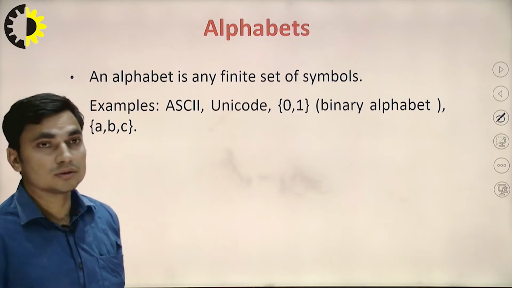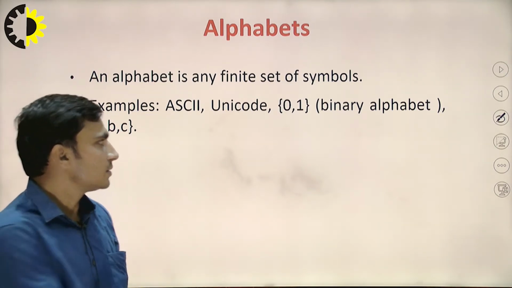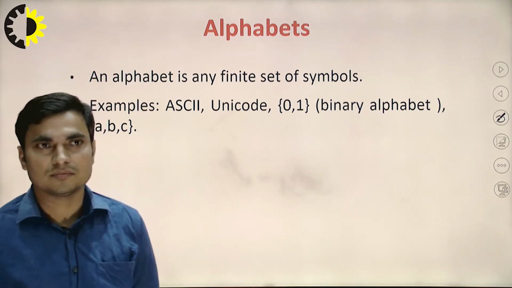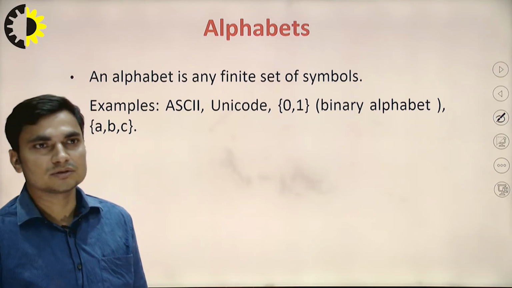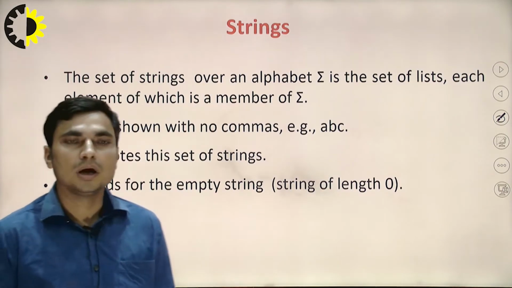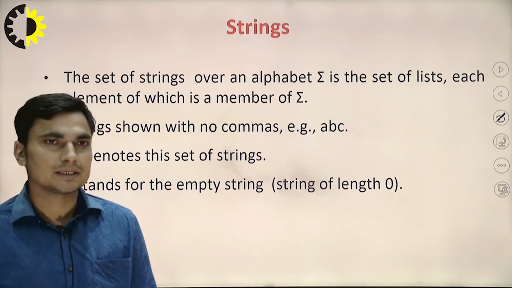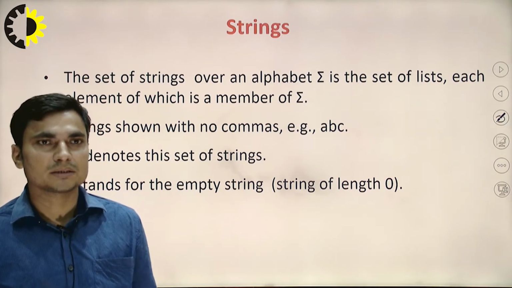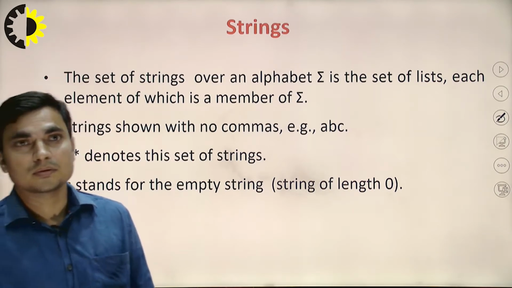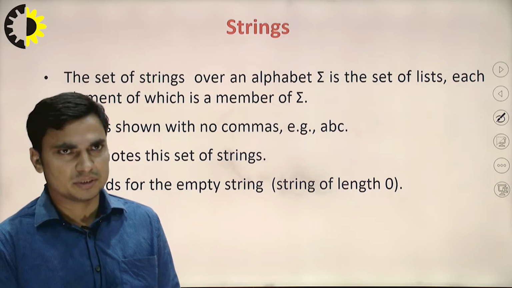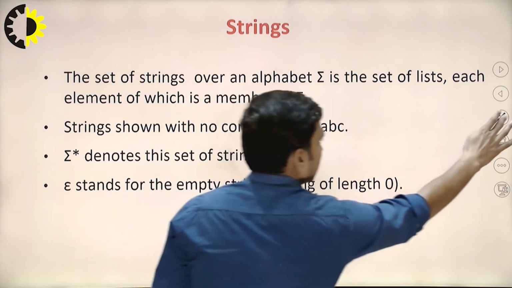Then Unicode. This encoding we can also categorize as an alphabet, and we have the binary alphabet 0, 1, and ABC. These are all examples of alphabets. Now strings. Whenever we talk about alphabets, we can make a certain string by combining certain symbols, and those symbols must be from the alphabet set.